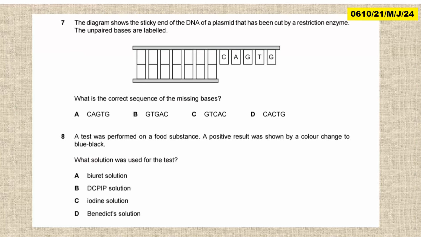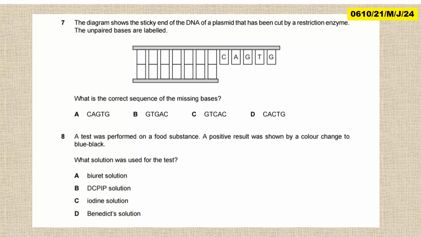Then let us look at this one. The diagram shows the sticky end of the DNA of a plasmid that has been cut by a restriction enzyme. The unpaired bases are labeled. So these are unpaired bases. Now, what is the correct sequence of missing bases? So the missing bases down here.